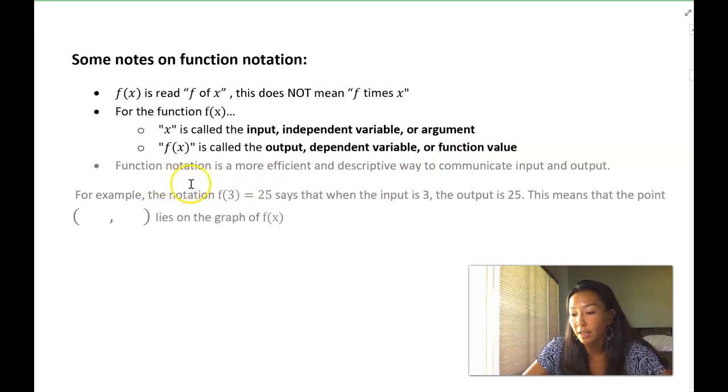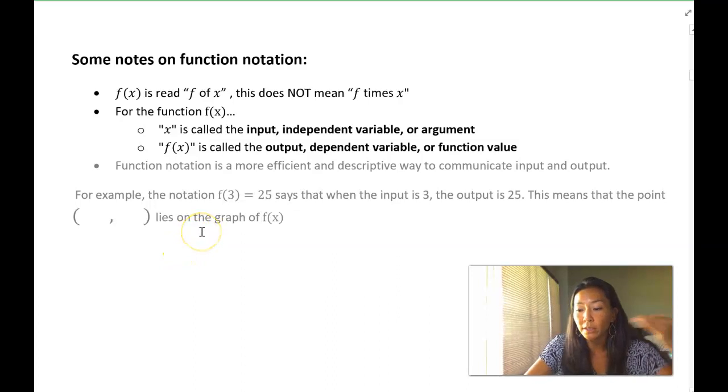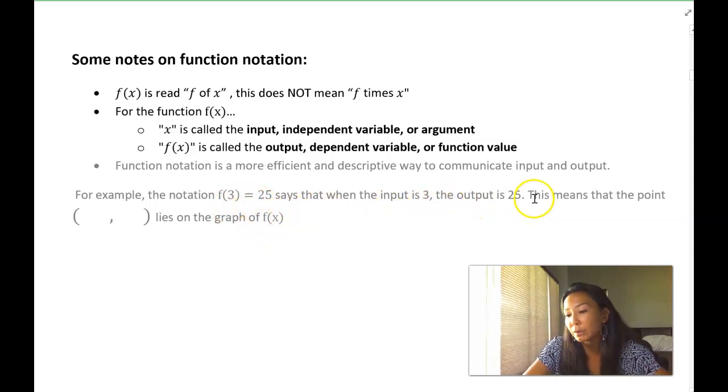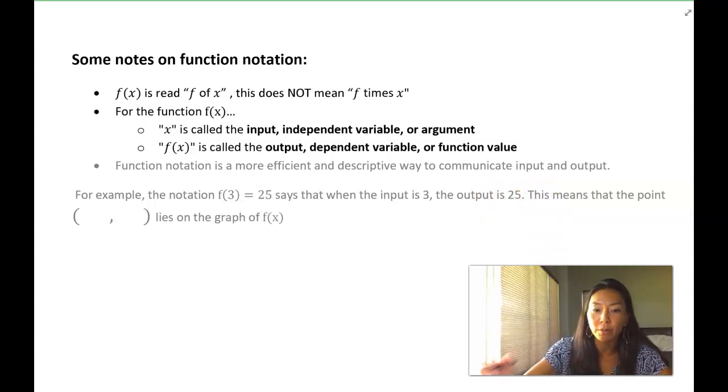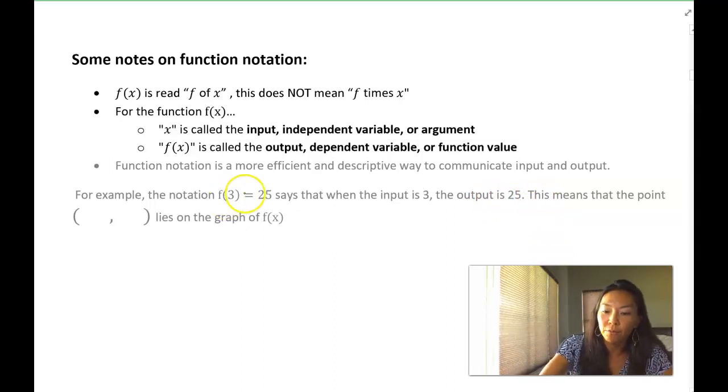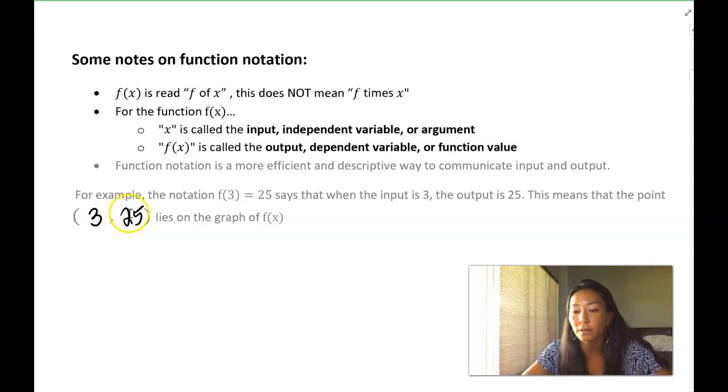And function notation is actually better. It's a more descriptive and efficient way to communicate what's going in and then what's coming out. So for example, f of 3 equals 25 says that the input is 3, the output's going to be 25, and then we have what is called coordinate points. So what are the coordinate points here for f of 3 equals 25? That would be the point (3, 25). And that point lies on the graph of f of x.